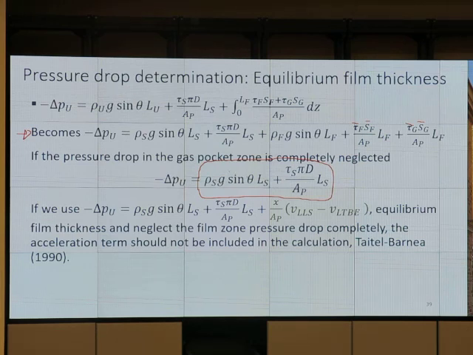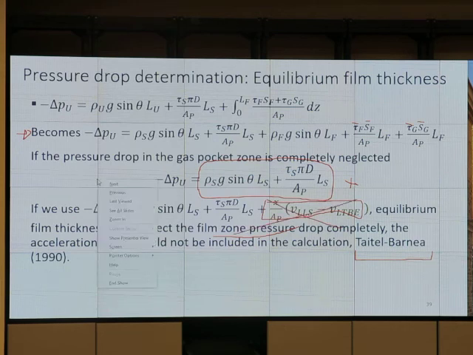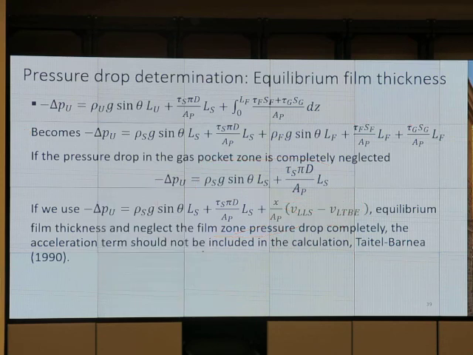The comment here is, when you see this, we don't have the acceleration term. If we use the acceleration term with the equilibrium film thickness, and neglect the pressure drop in the film zone completely, it will be correct. The point that Taitel-Barnea make is, don't use that term. If we do it like Dr. Hubbard, it will over-predict pressure drop.